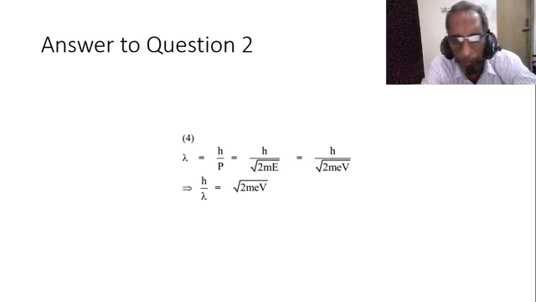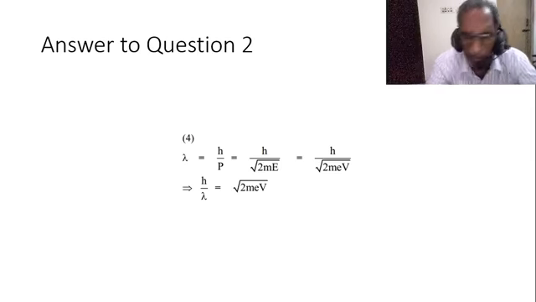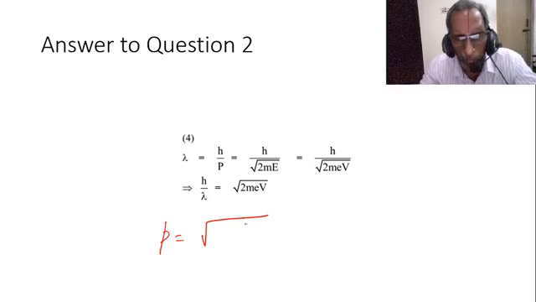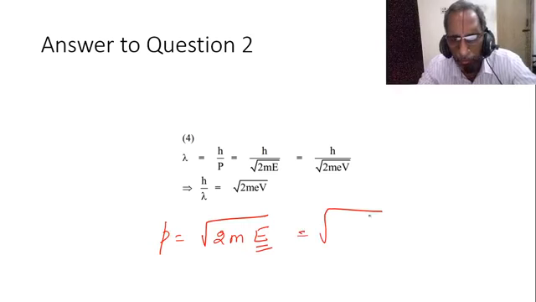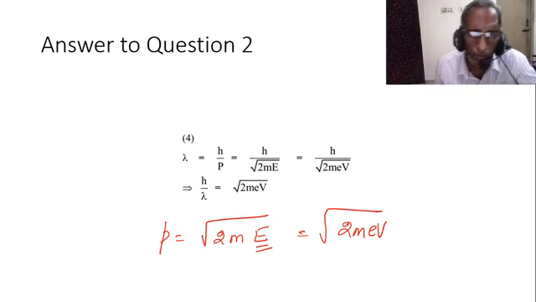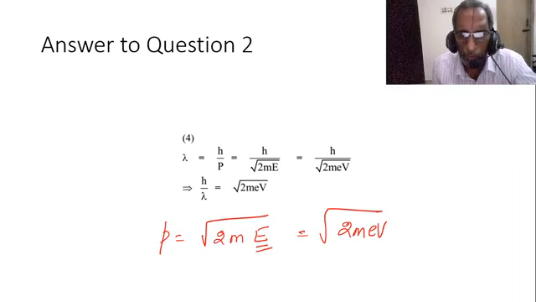We note that lambda is equal to h by p. So p is equal to root of 2mE, where E is the energy. Here the energy is given as electrical energy eV, charge into potential difference. So h by p is equal to h by root of 2meV. This also we have seen, root of 2meV.